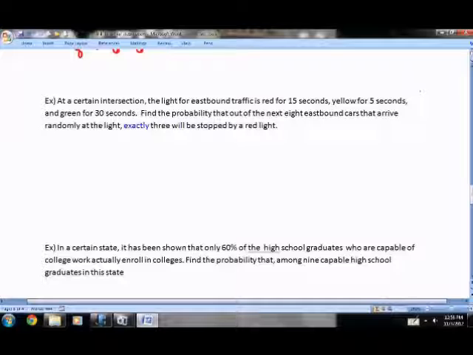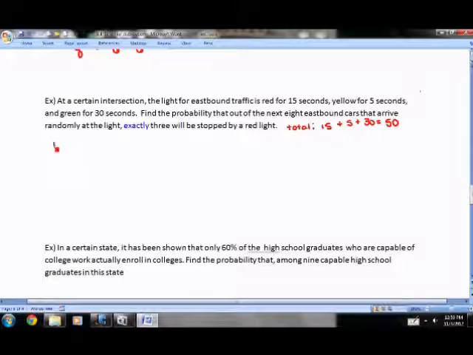Okay, so looking at this next problem, we have a certain intersection. The light for an eastbound traffic is red for 15 seconds, yellow for 5 seconds, and green for 30 seconds. Find the probability that out of the next 8 eastbound cars that arrive randomly at the light, exactly 3 will be stopped by a red light. Okay, so first thing you need to figure out is the total amount of time that we're dealing with. We have 15 seconds for the red, plus 5 seconds for the yellow, plus 30 seconds for the green. So that means we have a total of 50 seconds for that interval.